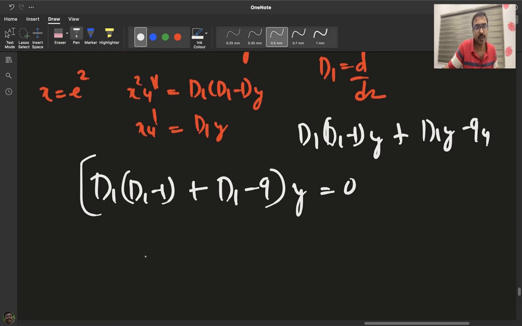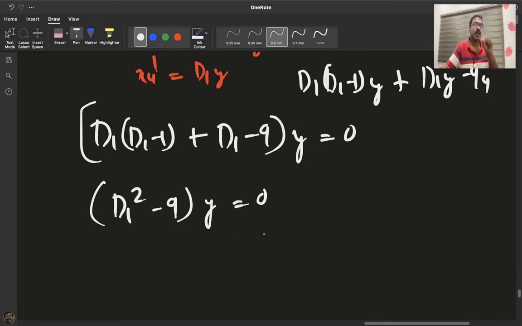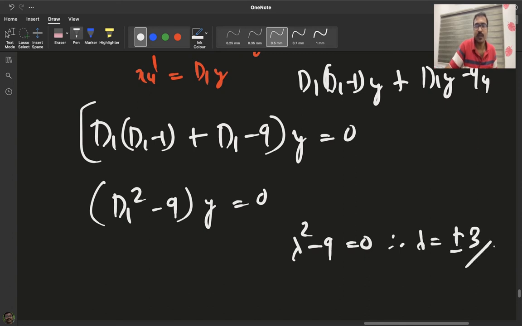Let me simplify this one. So this will become d1 square minus d1 plus d1, so it will be d1 square minus 9, into y, is equal to 0. This is a linear homogeneous equation with constant coefficients. So the characteristic equation is lambda square minus 9 is equal to 0. From that I will get the value of lambda as plus or minus 3, right?